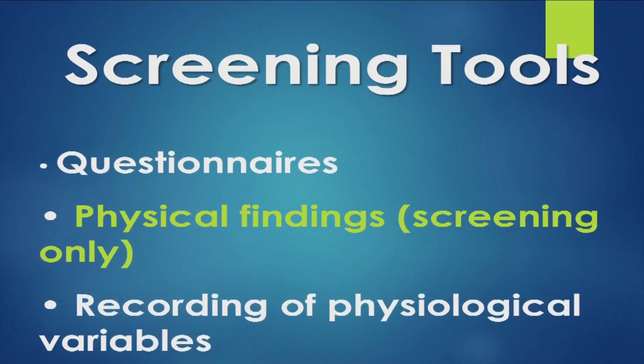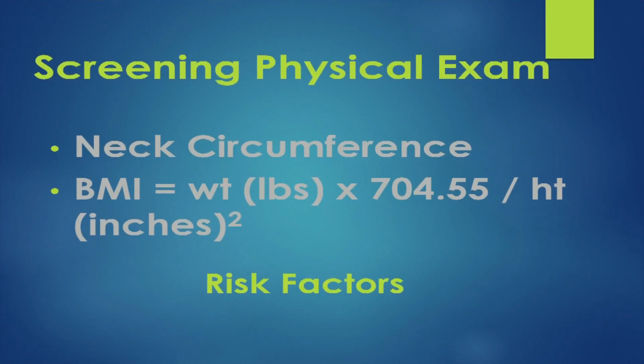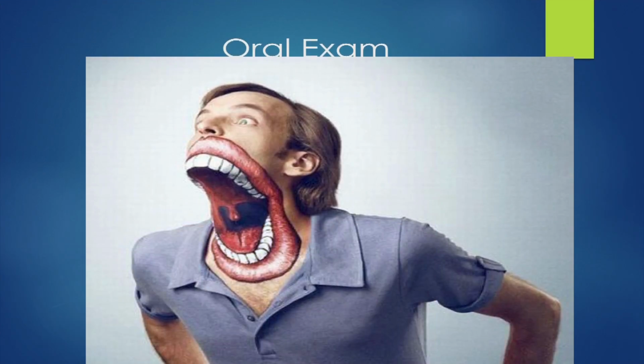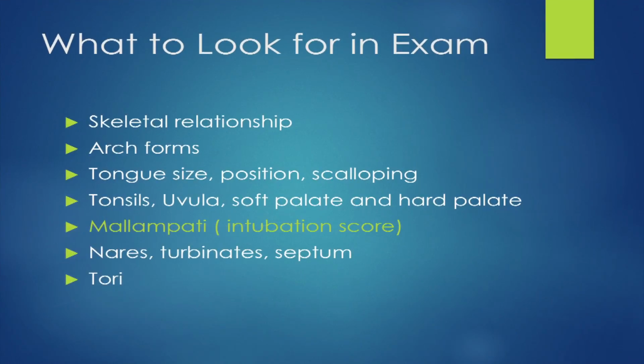Physical findings. We measure the neck and determine the BMI. These can be risk factors for obstructive sleep apnea. With the oral exam, we will look at the skeletal relationships, the arch forms, tongue size and position, or the presence of scalloping. We'll look at the tonsils, the uvula, the soft palate, and the hard palate. We will determine the Mallampati score. We'll look at the nose, and we'll look for the presence of tori.